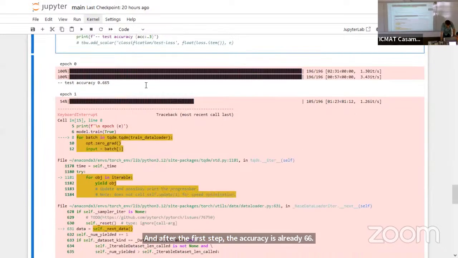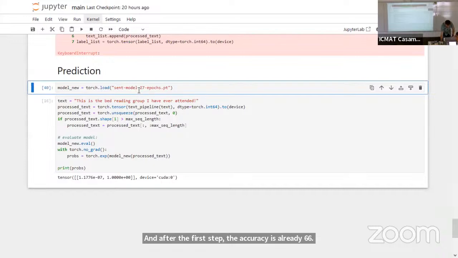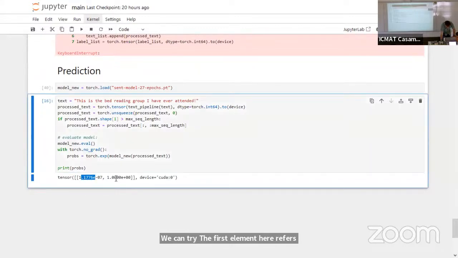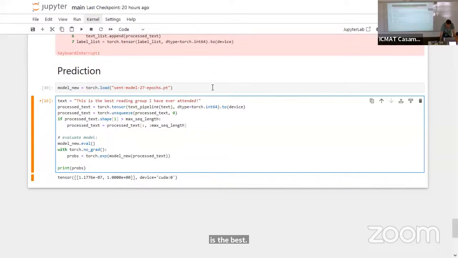After 27 epochs, I trained the model and I saved it. And here I have the model after 27 epochs. The accuracy was 85%. That means that 85% of the test data is being correctly classified as positive or negative. And we can try. The first element here refers to the probability of being negative, and the second one to the probability of being positive. It's because I did it last night.